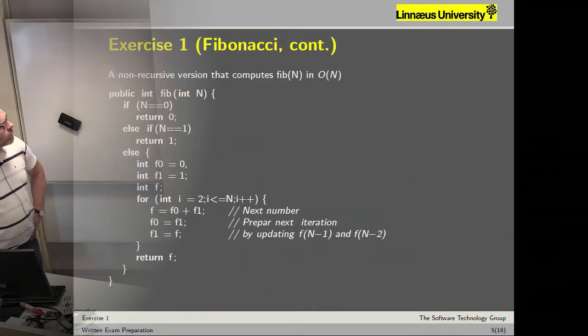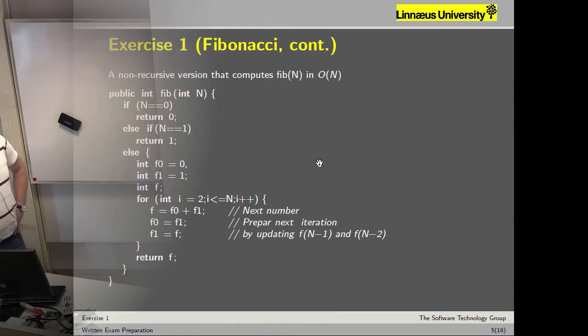A better way is to use a for statement like this. Anyway, the base cases are the same. If n equals 0, return 0. If n equals 1, return 1. Otherwise, we are initializing it like this, and then we are just iterating over the numbers here.